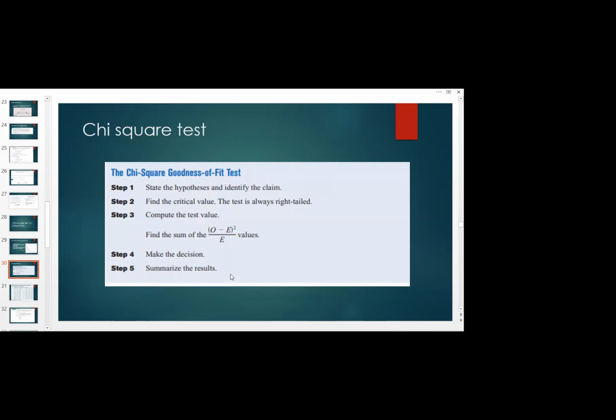Now the steps of chi-square are the same. We will state the hypothesis, both null and the alternate hypothesis, and then we will find the critical value. And this test is always right-tailed. Now critical value is calculated from chi-square table. And then we find the test value. Now the formula of test value is observed minus expected square divided by expected. And then we make the decision on the basis of the result.